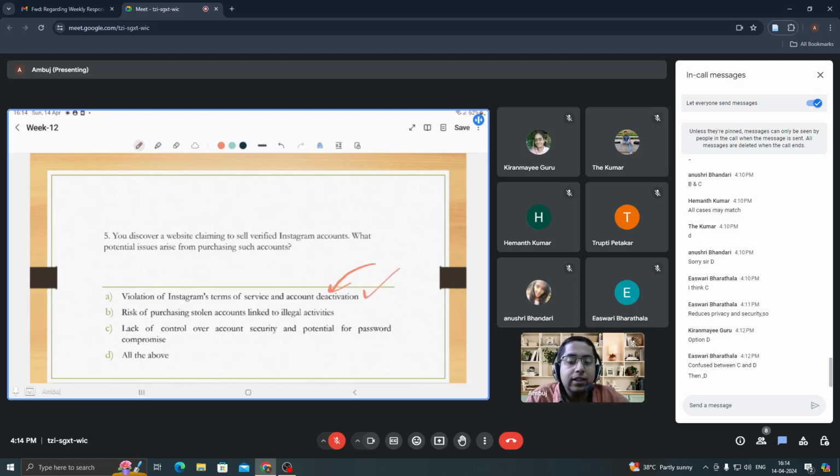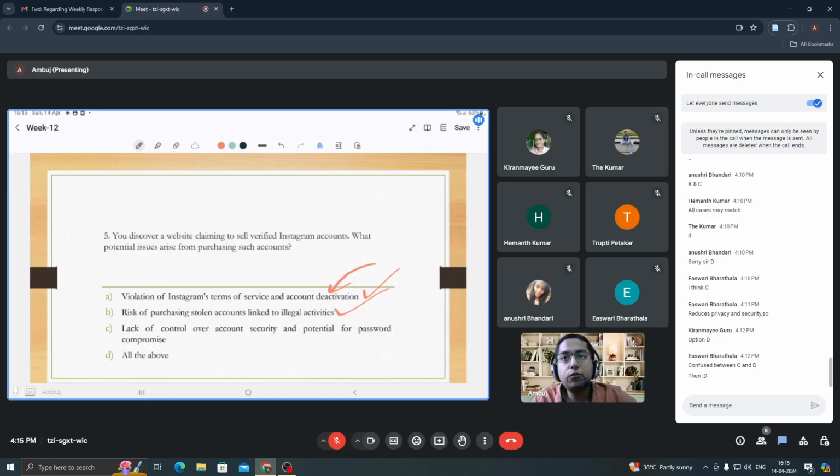Then option B was regarding risk of purchasing stolen accounts linked to illegal activities. Yeah, definitely. See, I am creating an account and I am verifying it. I am providing my genuine details. That would be a genuine account. Any other account which I am operating, I don't know the source of origin of the information or the user. So definitely, risk is there of purchasing stolen accounts linked to illegal activities. Some illegal activities might be happening. Risk is there in case I am purchasing illegal accounts of any social media platform. That is why option B would be correct.